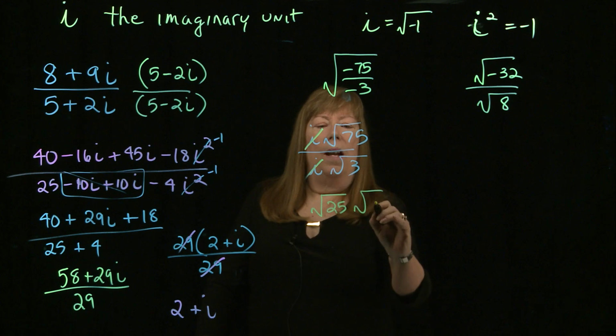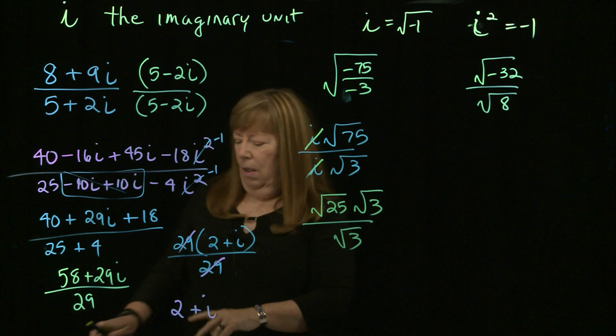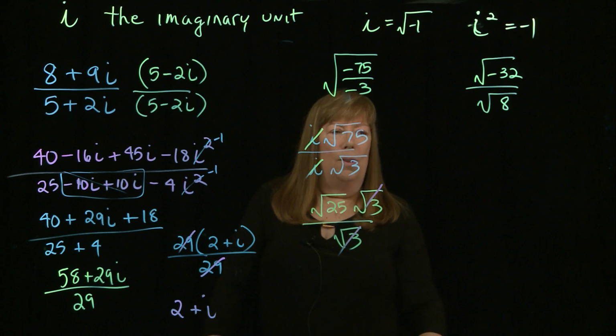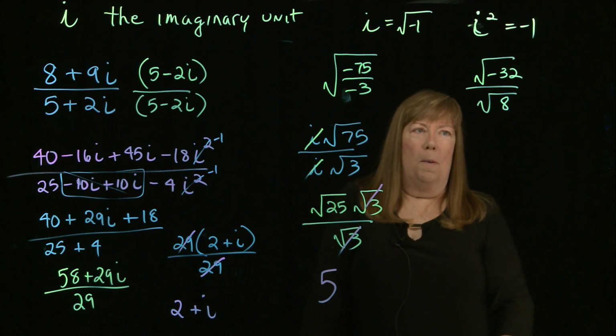75 has a square root factor. It's 25. Oh, look here. These guys are going to cancel, and the square root of 25 is simply 5. Excellent. One more.